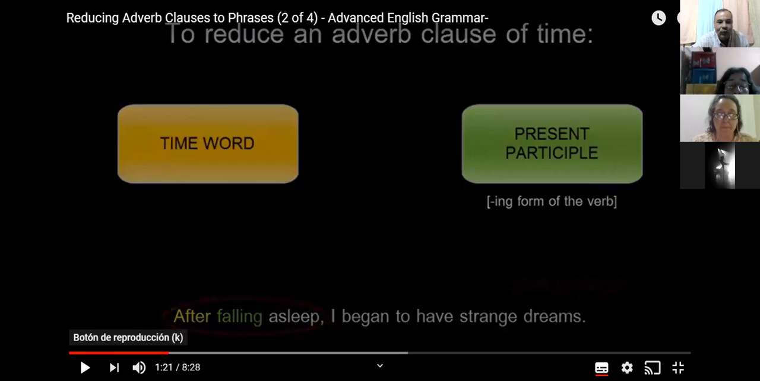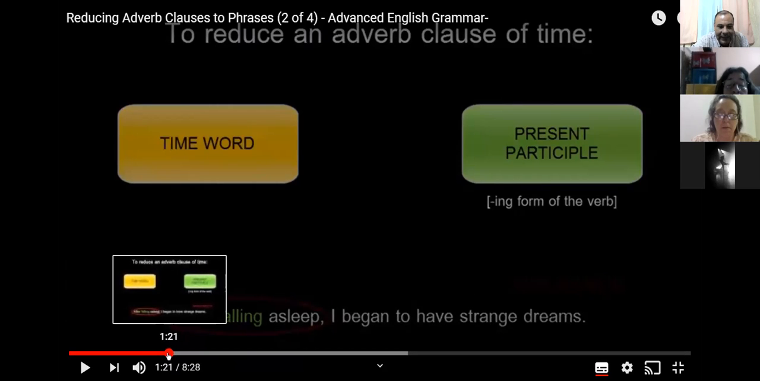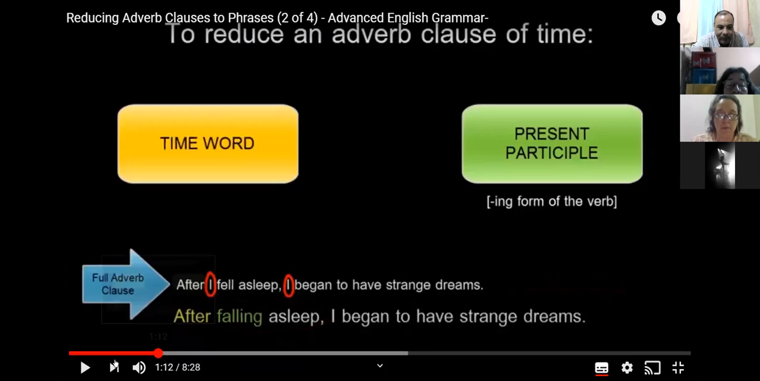And how do we change it? We put a time word, after, and then falling. Now, it has to make sense right here. For example, let me show you here. After, the time word is right here. So I use the time word. I don't write the subject anymore. That's what is called reducing, because I don't use the subject of the two sentences. No, I reduce it.